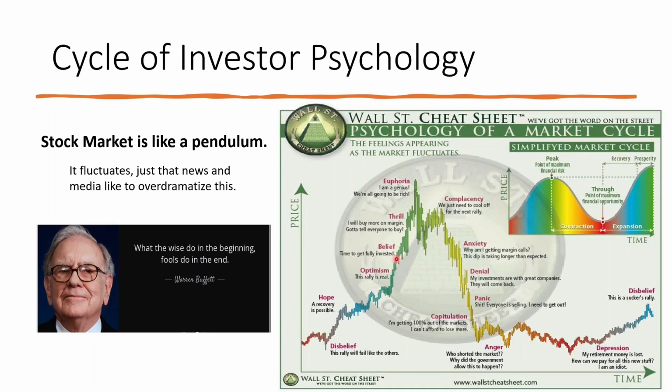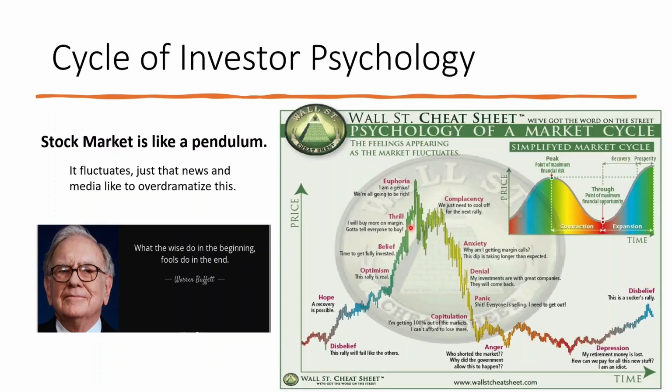As prices and profits rise, people get more aggressive. Everyone wants a piece of the action, and people start chasing anything and everything in the market. So it just becomes thrill, and people buy on margin, and they tell everyone to buy, and it's just frenzy. Soon this leads to euphoria.